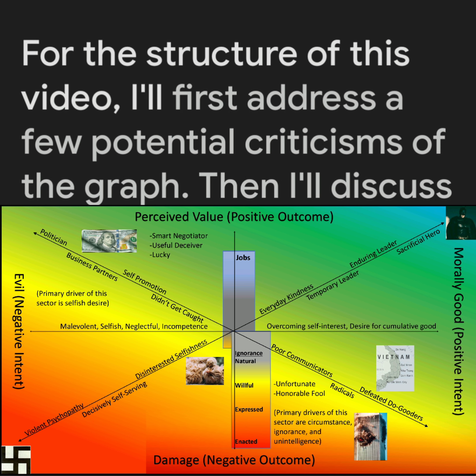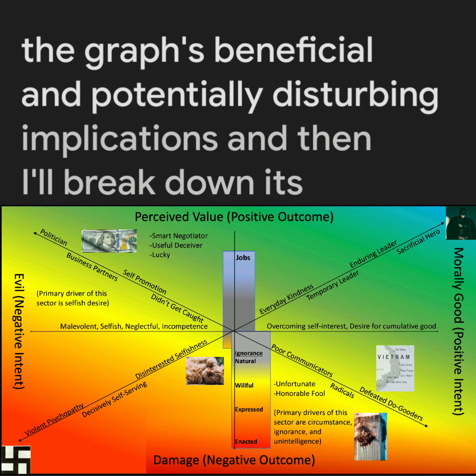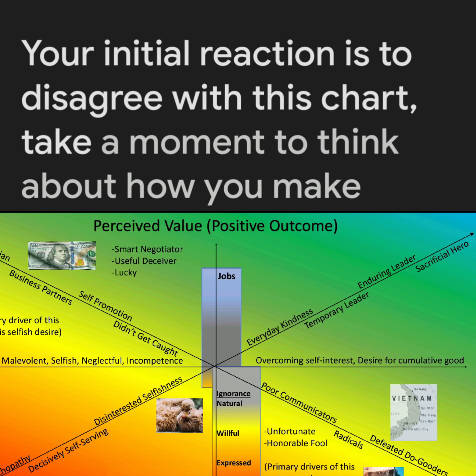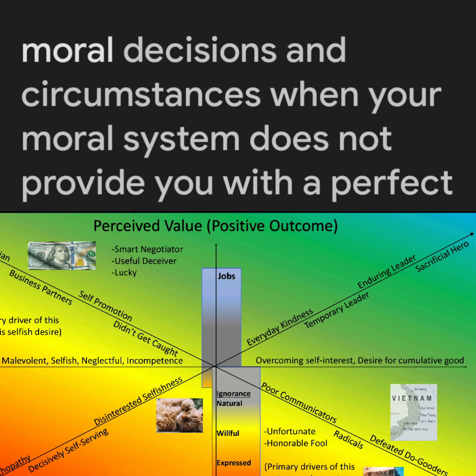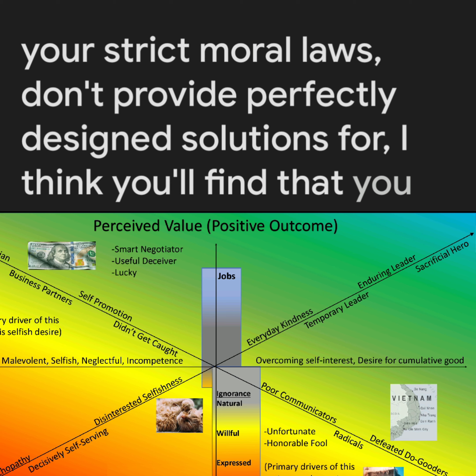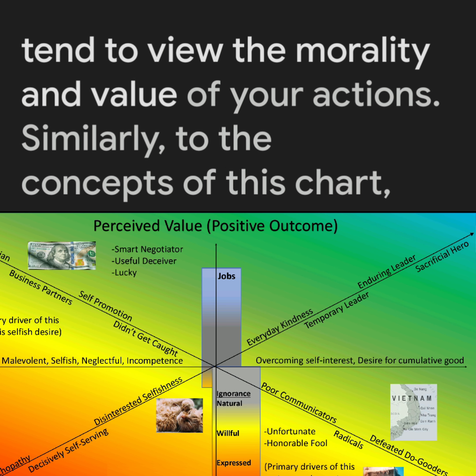For the structure of this video, I'll first address a few potential criticisms of the graph, then I'll discuss the graph's beneficial and potentially disturbing implications, and then I'll break down its components and sectors. If your initial reaction is to disagree with this chart, take a moment to think about how you make moral decisions in circumstances when your moral system does not provide you with a perfect answer for dealing with unique problems.